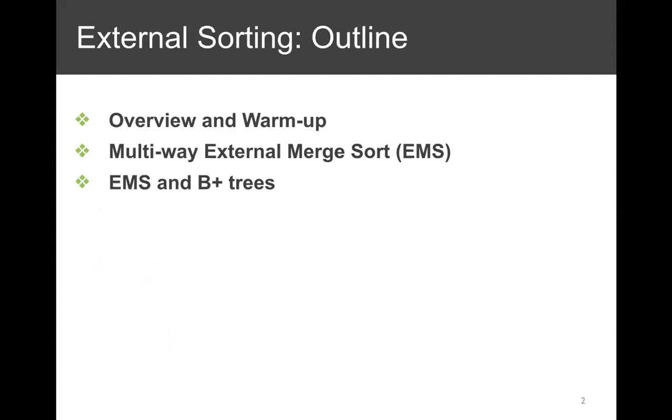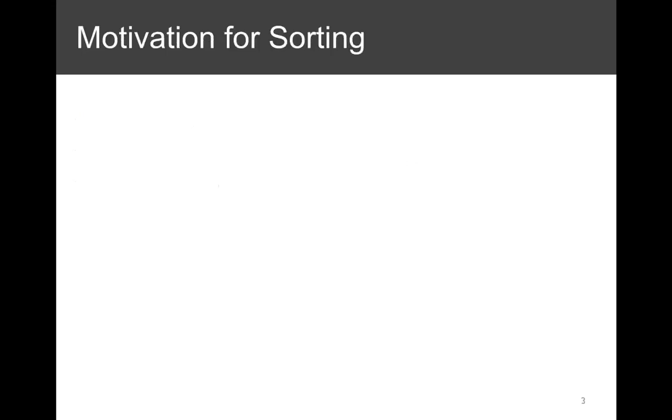Then we will generalize to what is called a multi-way external merge sort, or EMS, that is widely used in relational DBMSs and other large-scale data management systems. And lastly, we will talk about the relationship between EMS and B+ tree indexes. Let's start with the overview.